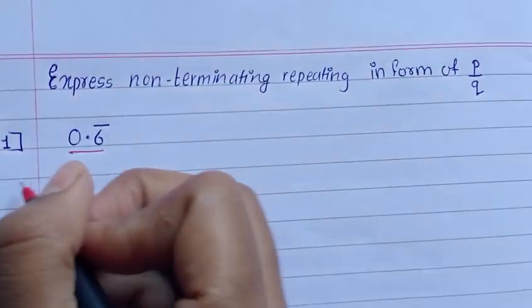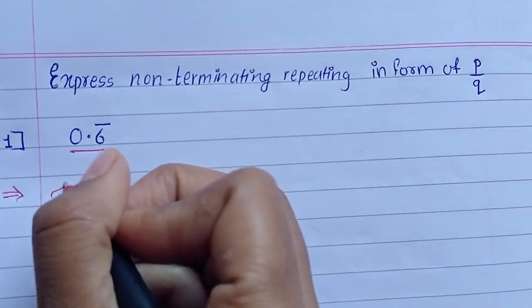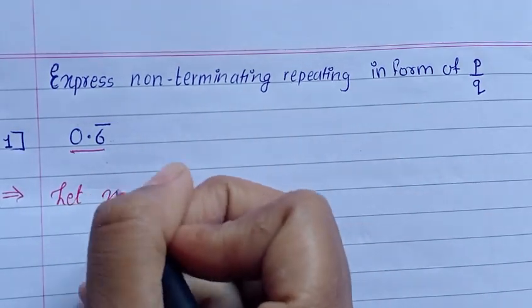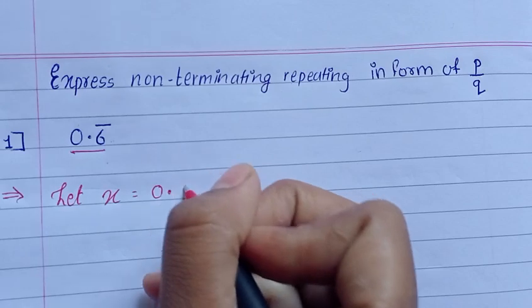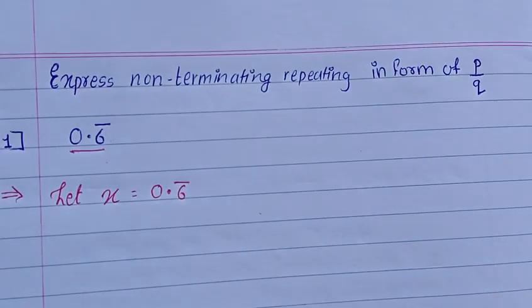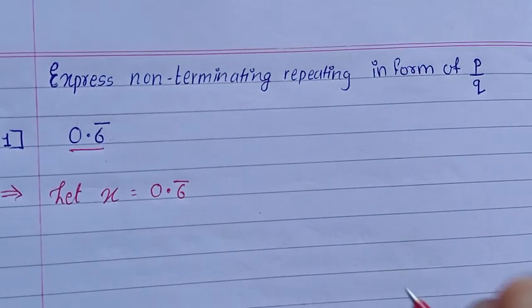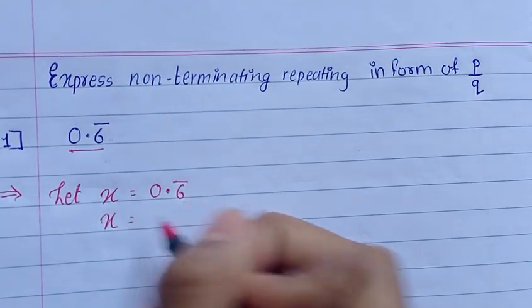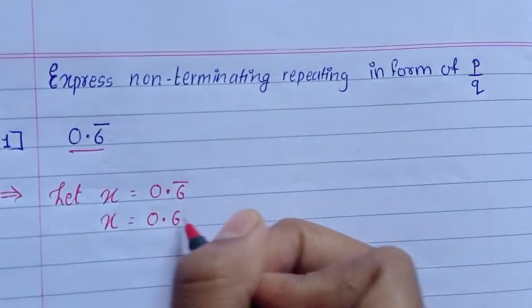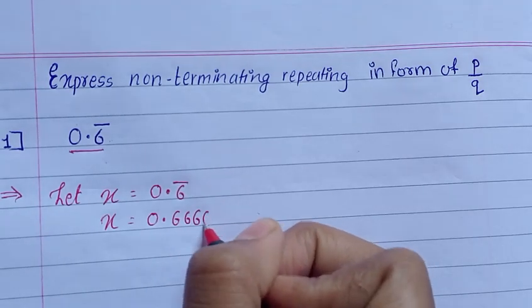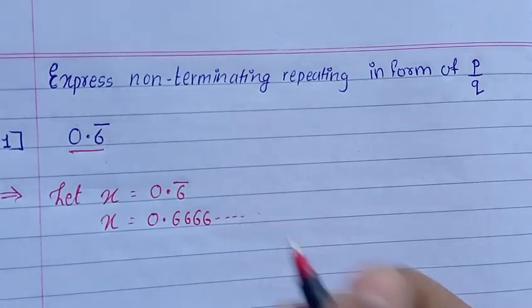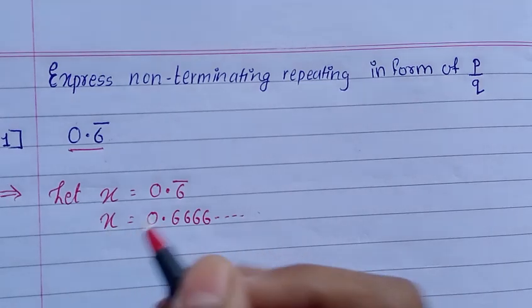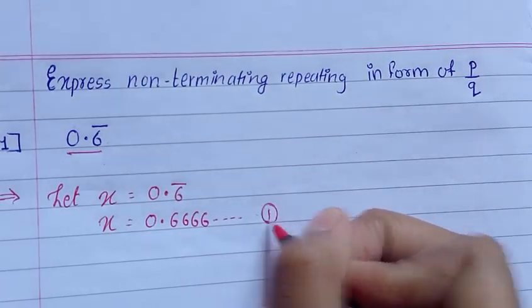So the very first step is, let x equals 0.6 bar. Then x equals 0.6666 and so on. This is the first equation.